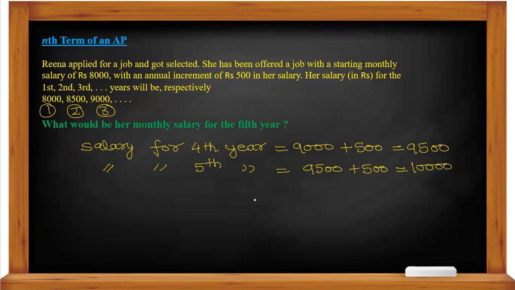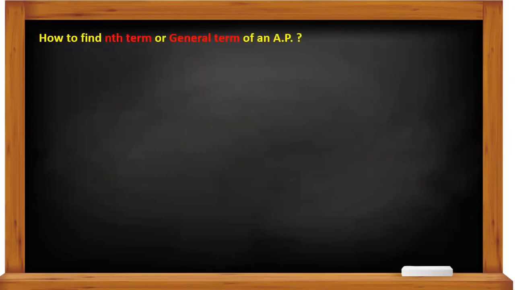Now, suppose I ask you to find the salary for the 20th year, it will be a very long process, right? We have to add the increment of 500 every time to the previous year, and that will become a very long process. So can we devise some method that we can find the salary of the 20th year directly? Yes, we can. Let us see how we can derive the formula for the general term of an AP.